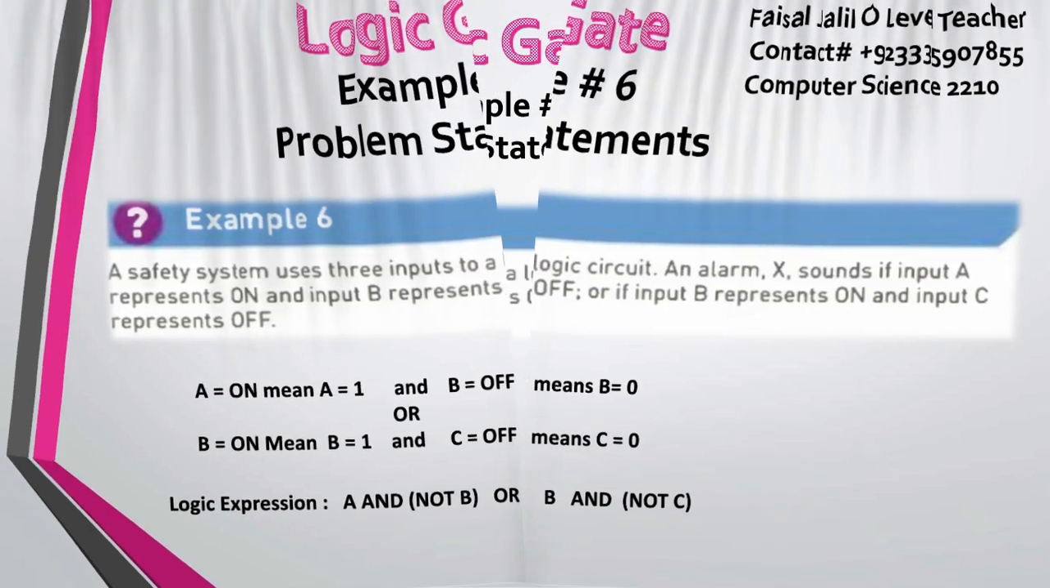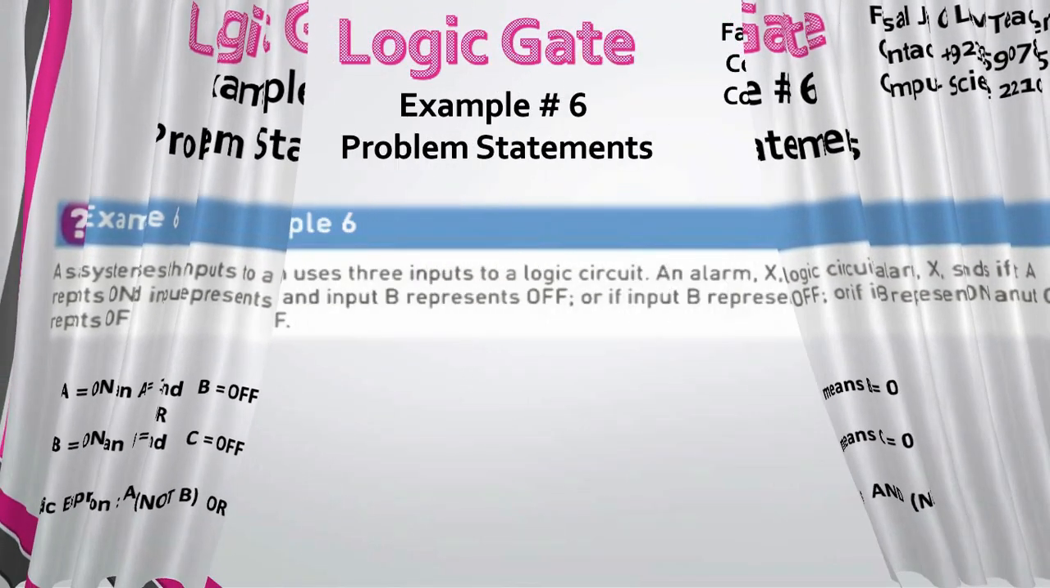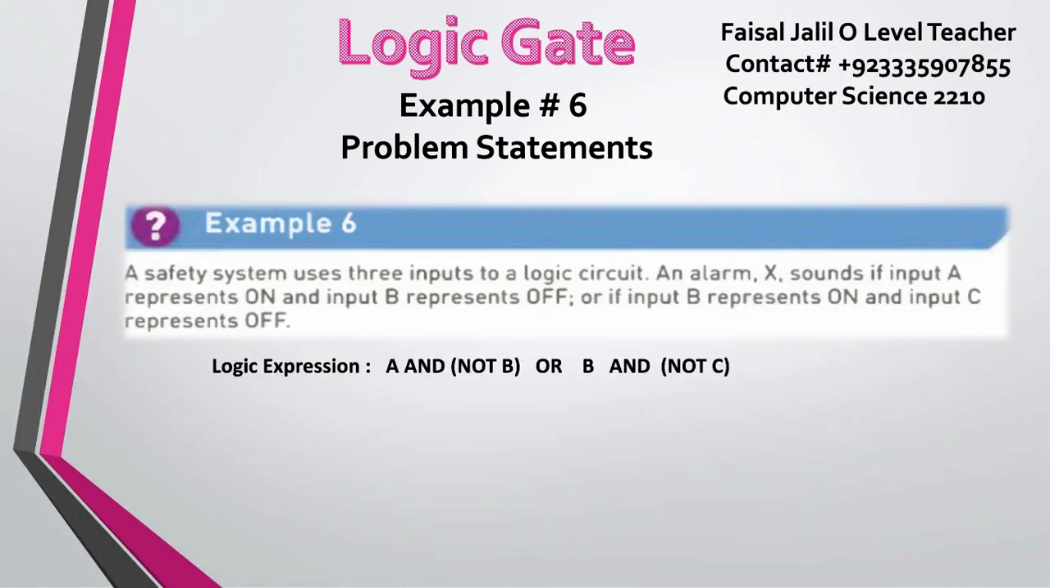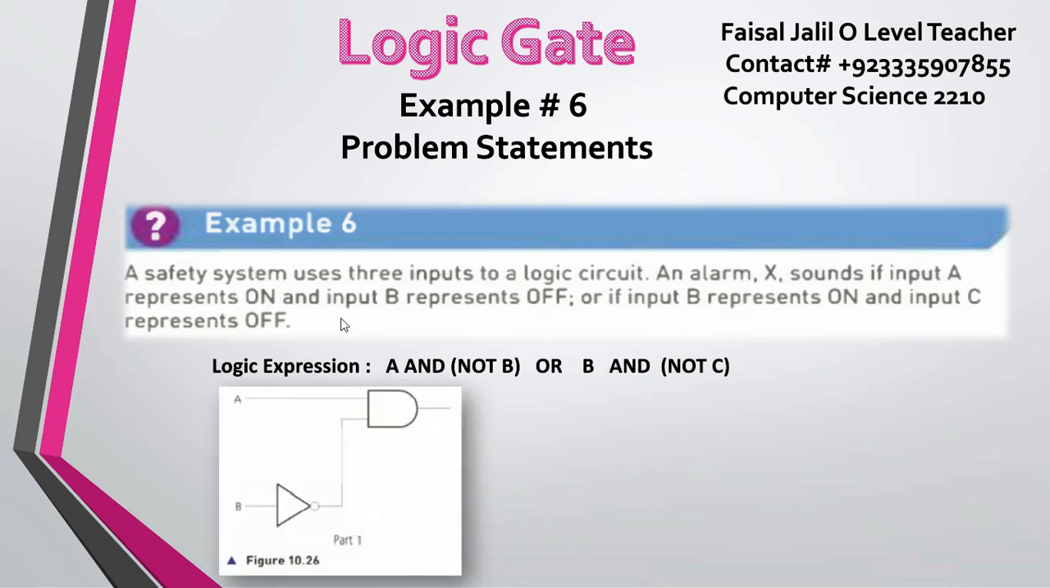So let's move towards the next step. Okay, the logic expression is now extracted with the help of this problem statement. Now we have to design a logic circuit. It's very easy. First of all, we have to work on the first part. Part 1 is A. Look here, this straight wire goes into where it becomes the input of this AND gate. So very simple.